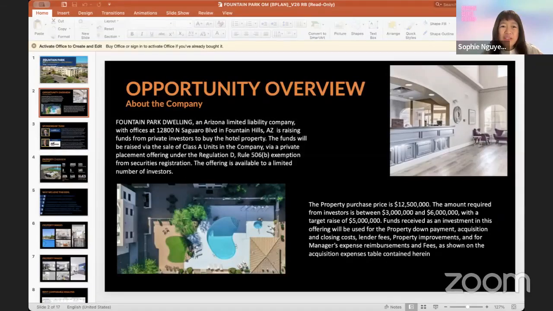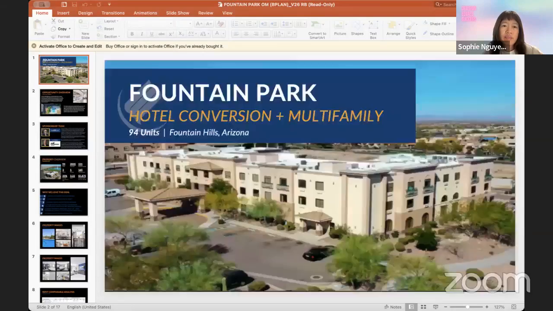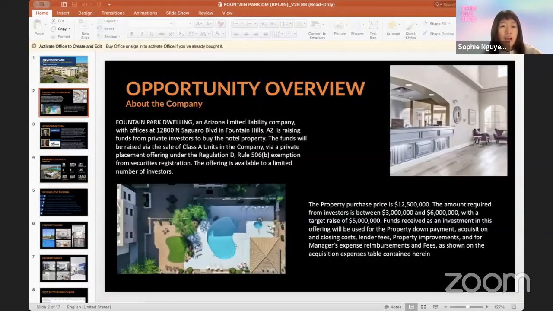So this deal is in Arizona. It's in Scottsdale, in the area called Fountain Hills, where a lot of people go on vacation, I guess. I think they built this hotel in 2005, and the team is acquiring it to convert it back into multifamily. This is the property picture that we can see, and they have a pool. I like this lawn, this view.